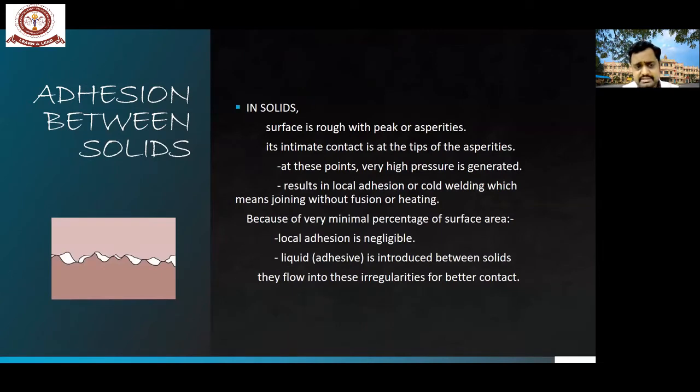So what is the difference between adhesion between solids and adhesion involving liquids? In solids, usually when two substances come in contact, there will be a rough surface with peaks or asperities when we see it at the microscopic level. As we see in this picture, these are the peaks. When the two substrates come in contact, only the high points get in touch. This will create some cold welding or local adhesion, but the adhesion is very minimal and negligible. But if you introduce an adhesive like a liquid between the two substrates, the adhesion will be more. So this is for adhesion between solids.